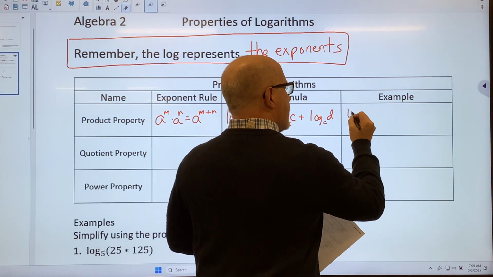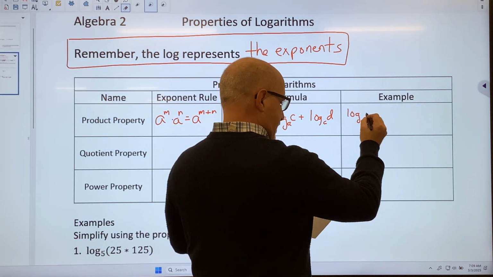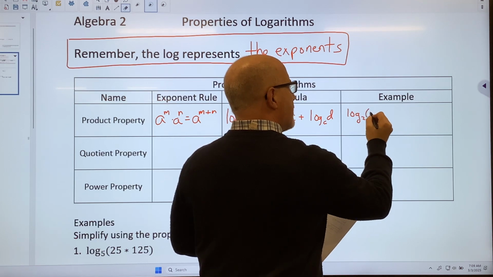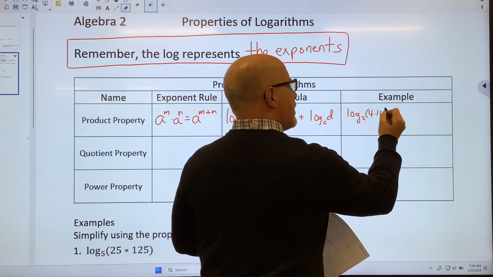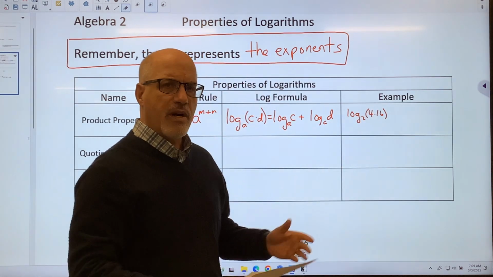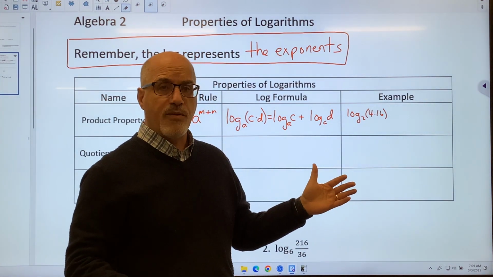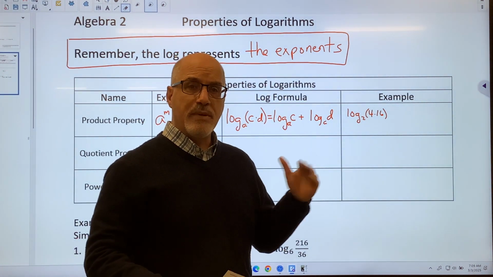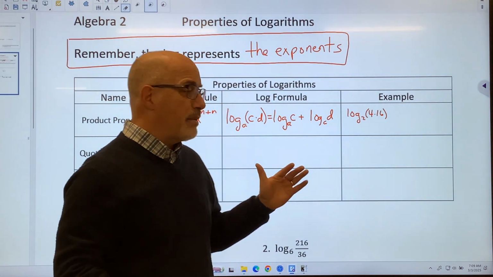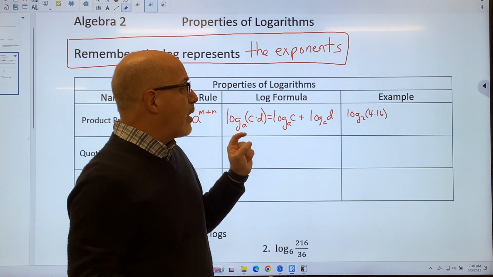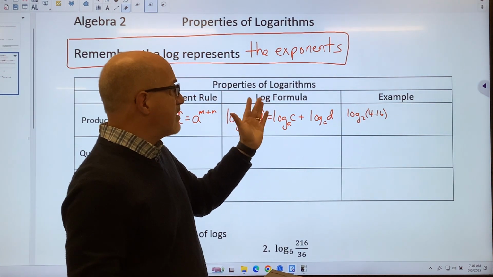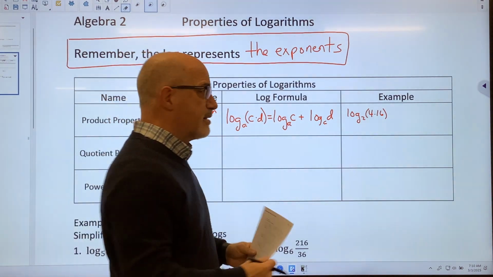So if we were to take a look at log base 2 of 4 times 16, you might know that 4 times 16 is 64, and you might already know that 2 to the 6th power is 64, so the answer to this should be the exponent. That would be 6. But what I want to do is affirm this log formula by looking at this example.